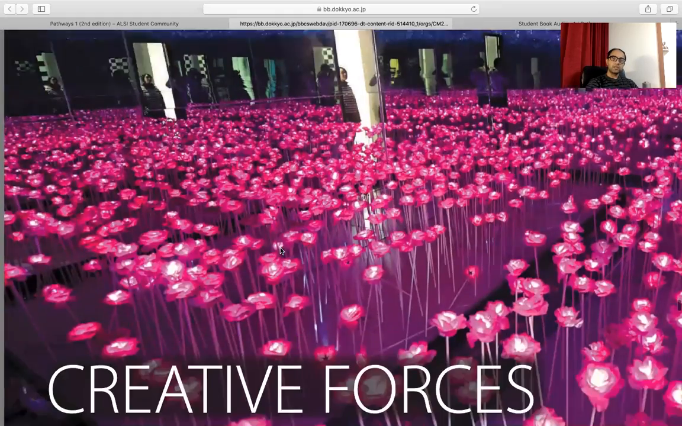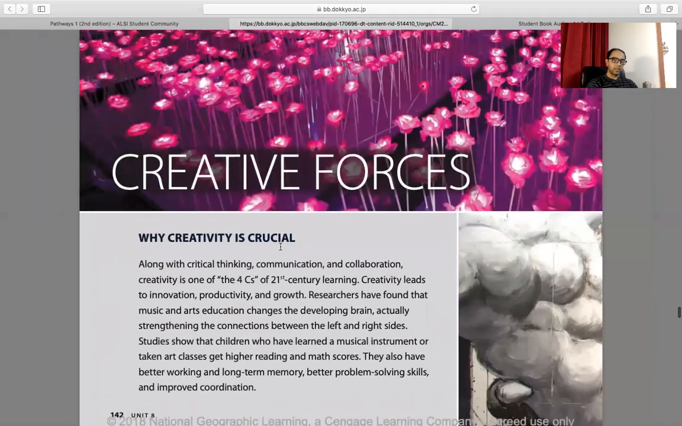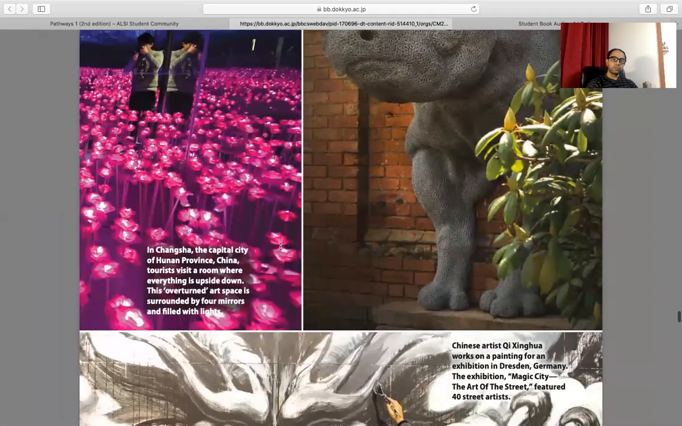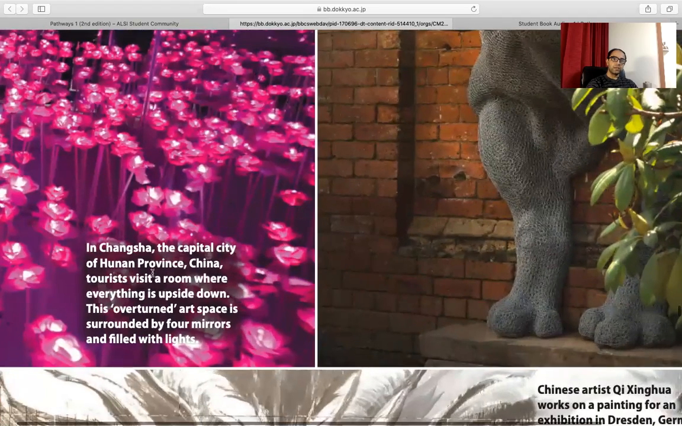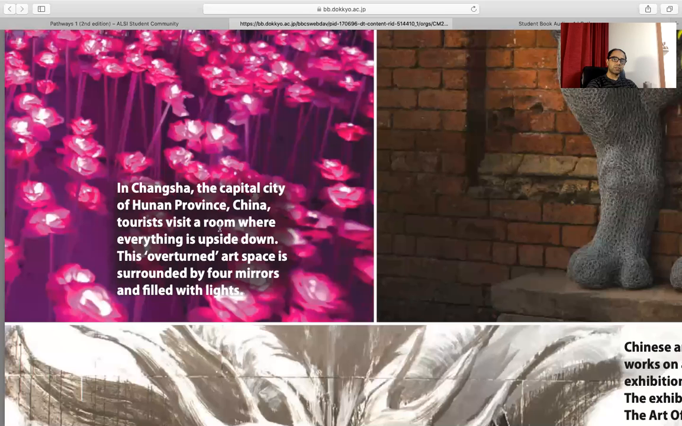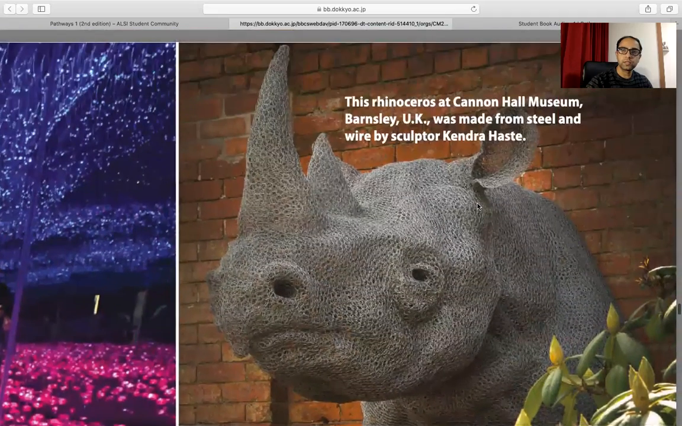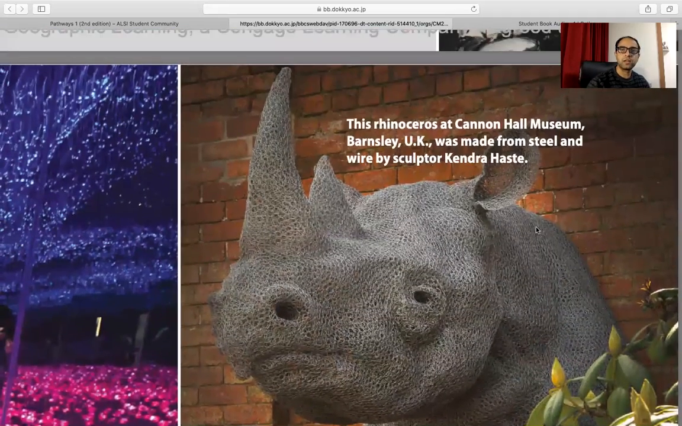And to answer this, maybe you can read some part of the caption. The caption for the first photo is in there, okay? In Changsha, the capital city of Hunan province, China, tourists visit a room where everything is upside down. This overturned art space is surrounded by 4 meters and filled with lights. That's the first picture. And the second picture you have is over here. That's the rhinoceros in Cannon Hall Museum, Barnsley, UK, made from steel and wire by sculptor Kendra Haste. So this is another art.